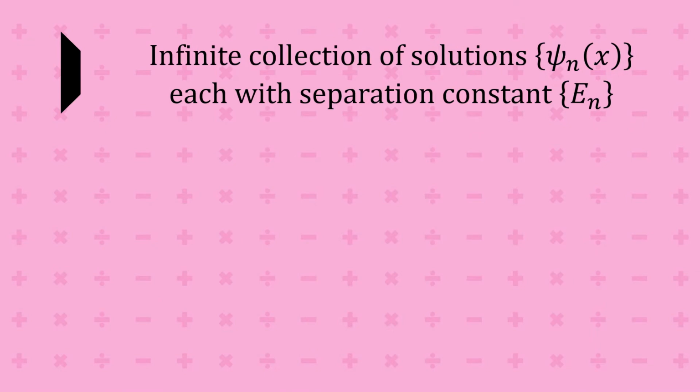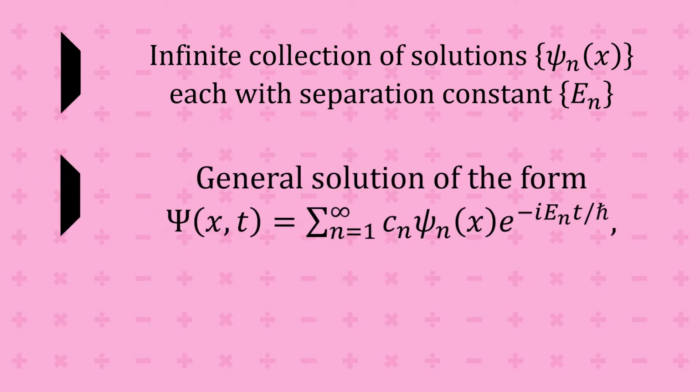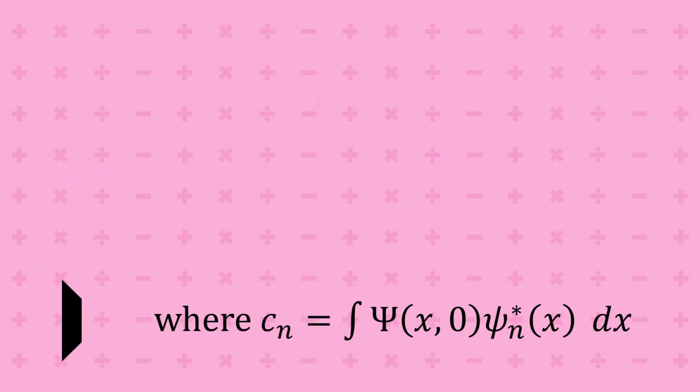The time-independent Schrödinger equation has an infinite collection of solutions, which we write as psi n, each with associated separation constant En. Also, because our equation is linear, once we find the separable solutions, we can construct the general solution of this form here, where the coefficients are given by this integral here.